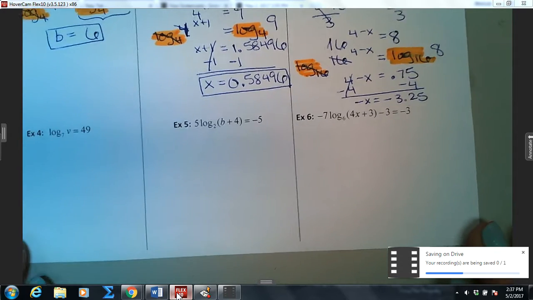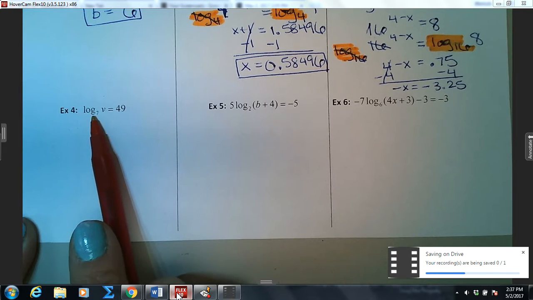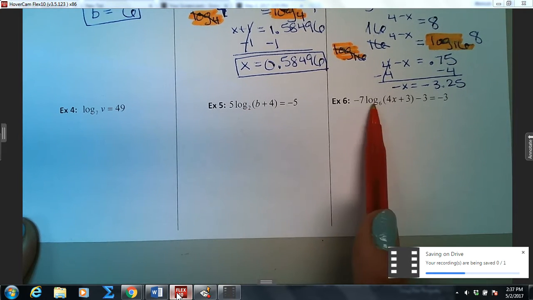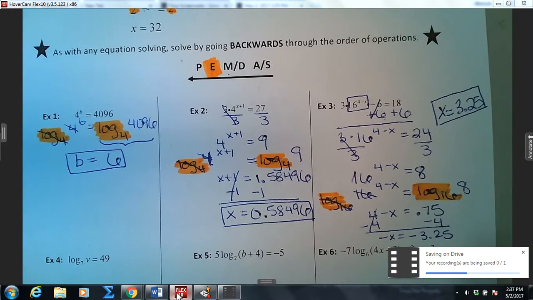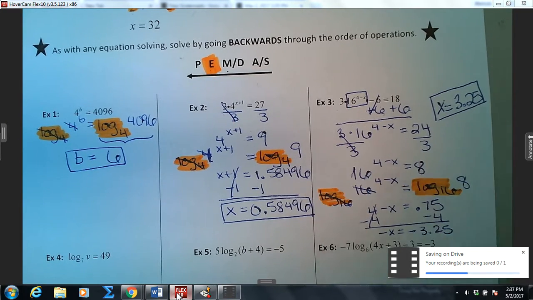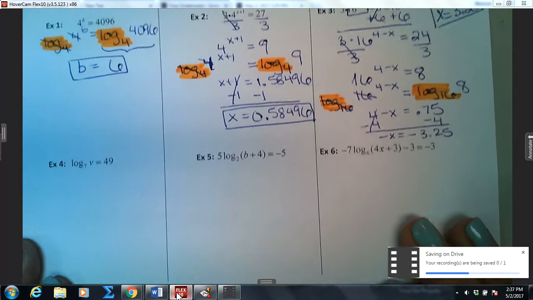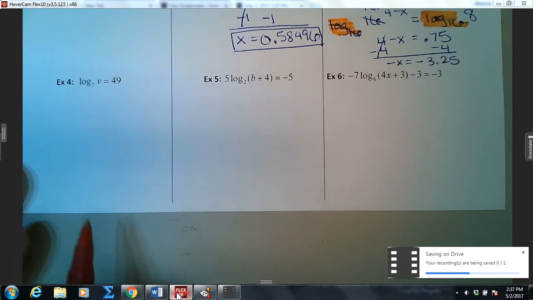Hello again, students. This will be our second video for the day. Here, notice that all of our problems start with a log in the problem. So the difference is the set that you just finished started with the exponential in the problem. So really, we're just going to work backwards this time. Check out example number 4 with me.